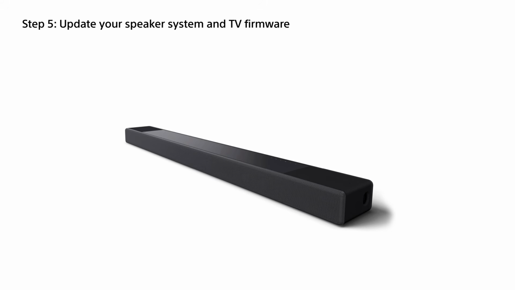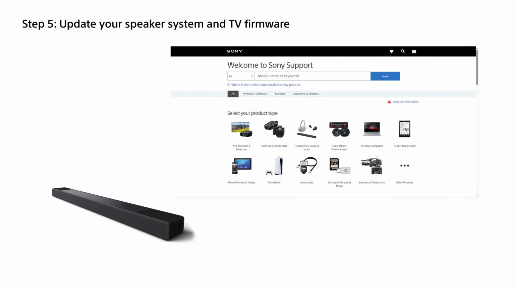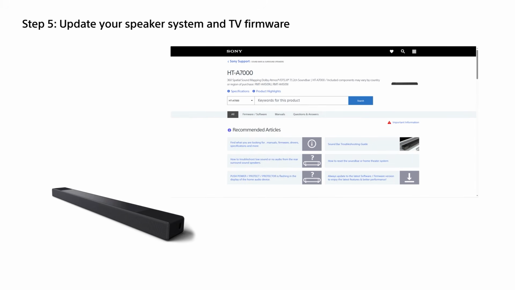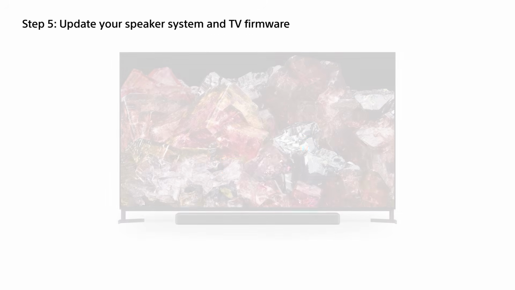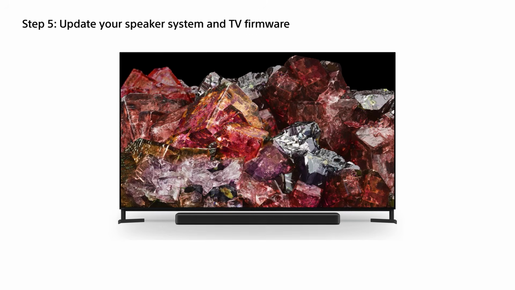Step 5. Update your speaker system and TV firmware. To update your Sony speaker system or TV, visit the Sony support website. Search for your speaker system or Sony TV by entering the model number to search. Then go to the firmware/software section to find the new firmware and follow the instructions to perform update. For other TV and speaker systems, check the product manuals to find out how to perform firmware update.